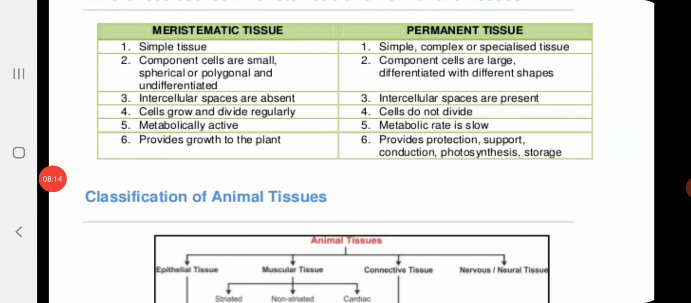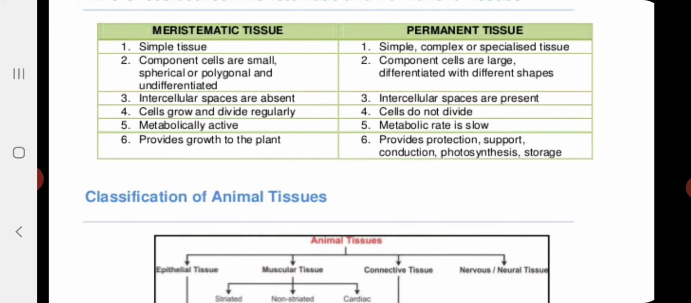Now we are going to see the classification of meristematic tissue and permanent tissue. As we have already studied, meristematic tissues are simple tissues. Component cells are small, spherical or polygonal and undifferentiated. Intercellular spaces are absent. Cells grow and divide regularly. They are metabolically active and provide growth to the part.